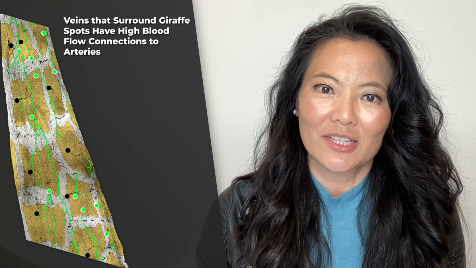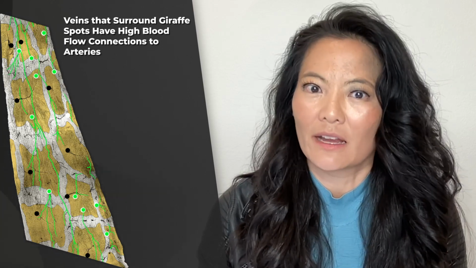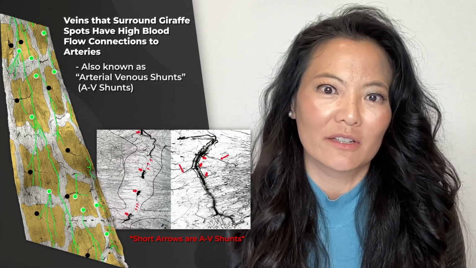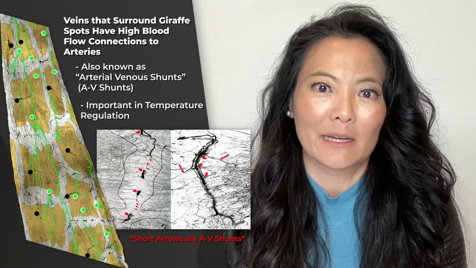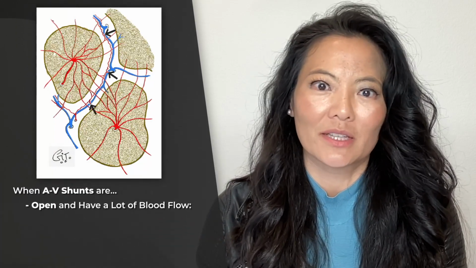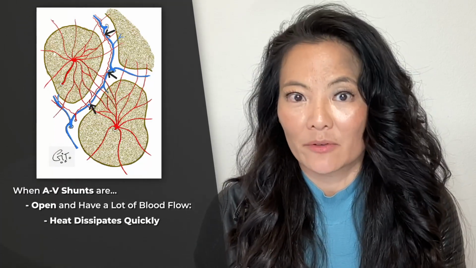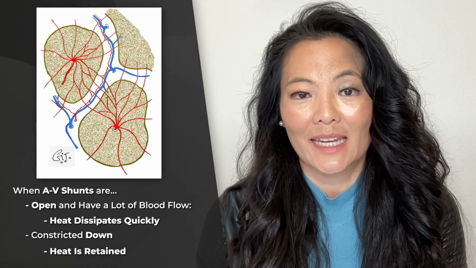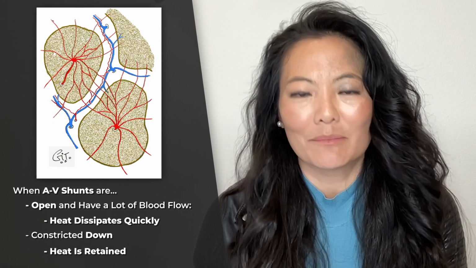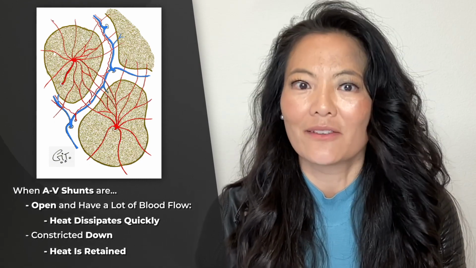And these connections between arteries and veins that are high flow are called arterial venous shunts. These shunts are well known to be important in temperature regulation. So basically, when these shunts are open and there's a lot of blood flow, heat will dissipate quickly. Whereas when they constrict down, heat will actually be retained. And this is interesting because this is not present in other animals with spots like jaguars, for example, or zebras, for example. So what does this mean for humans?